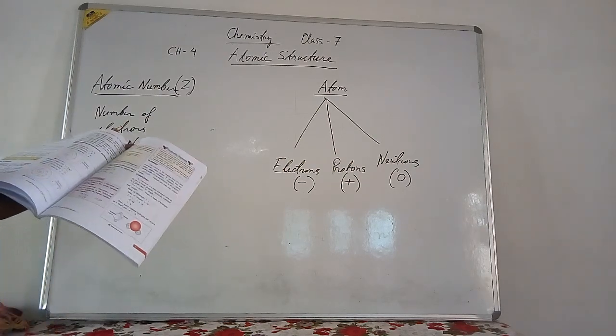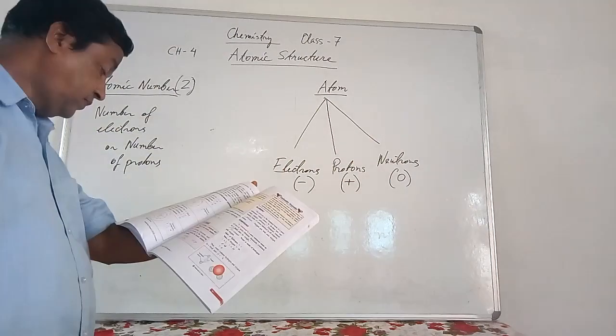Now the next definition in your book is mass number.